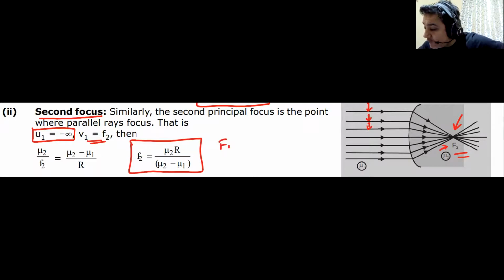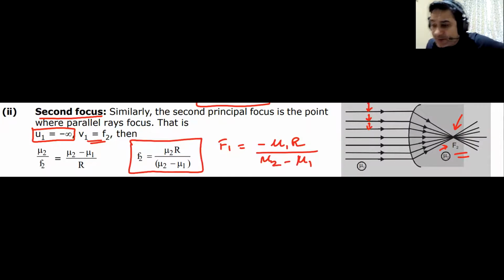I will also write f1 here so that you understand the difference between the two. For f1, we have minus mu1 r divided by mu2 minus mu1. If you can remember one, and I always remember the first principal focus, you should be able to remember the second principal focus. In first principal focus, I have mu1 in the numerator. In the second principal focus, I have mu2 in the numerator. The only difference is in the first principal focus, I have a negative sign. Can you remember this now? I've told you my trick of remembering it. If you have your trick, you can remember it by your trick.